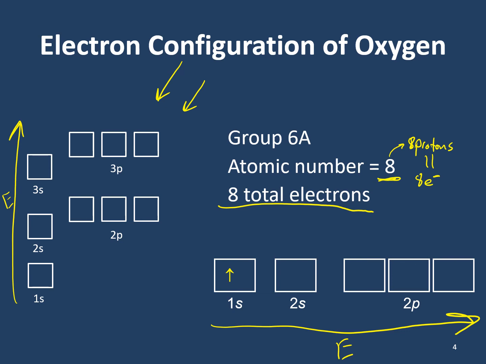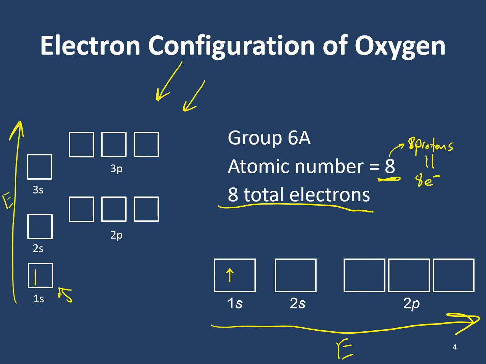So now that I know how many electrons there are, I can start filling these diagrams, right? Now, how do I do that? Well, following those rules that we started this lecture video on. First, the Aufbau principle, which states that we add to the lowest energy orbital first. In other words, the 1s.